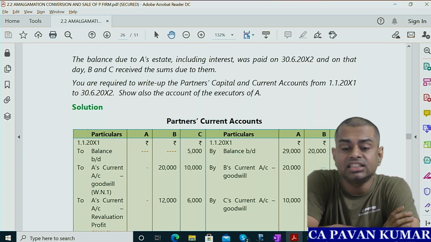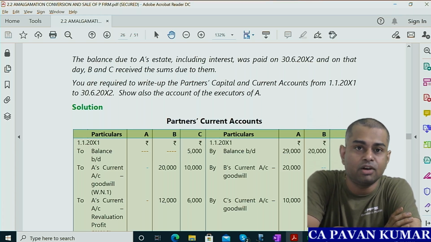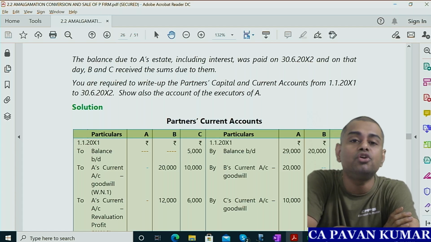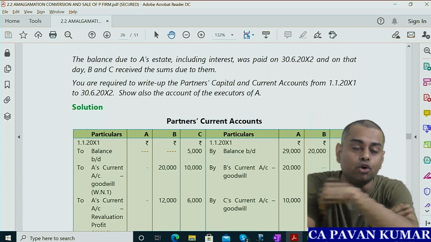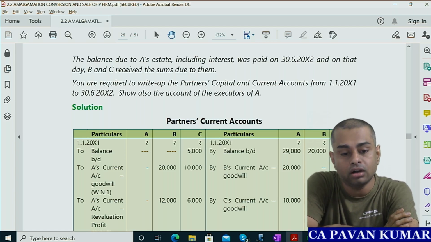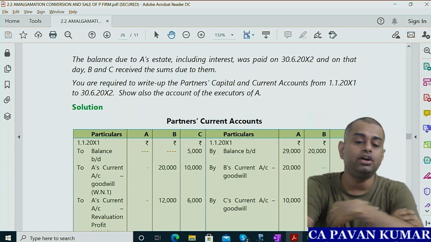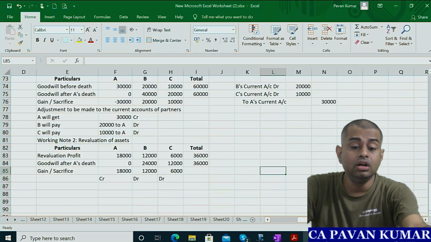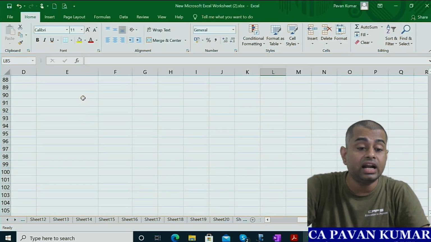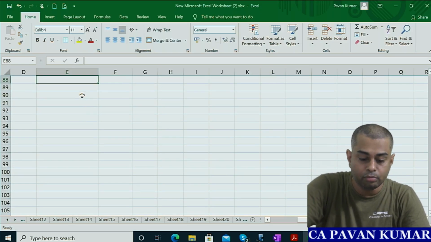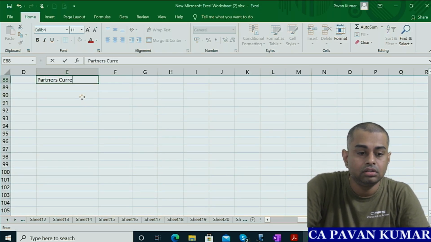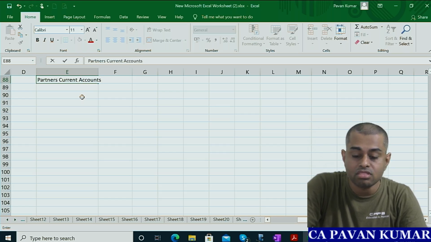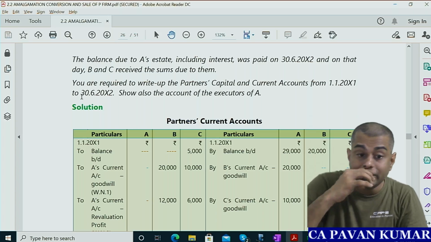Though they have asked you simply to prepare the partners' capital accounts, there are so many working notes we need to do. Already 2 working notes I have shown you. More we need to do. So shall we start? We'll start with partners' current accounts. So 2 working notes are over. Now prepare partners' current accounts. So what is the date we are preparing?